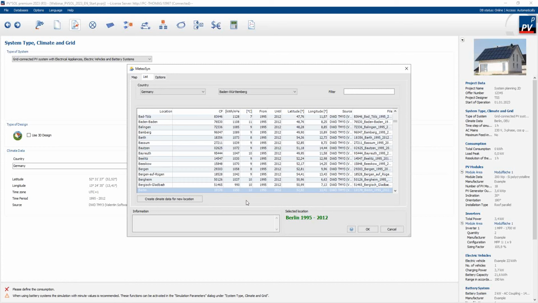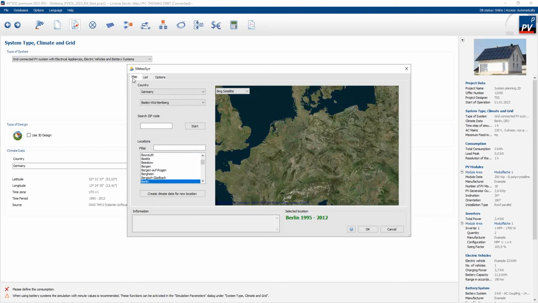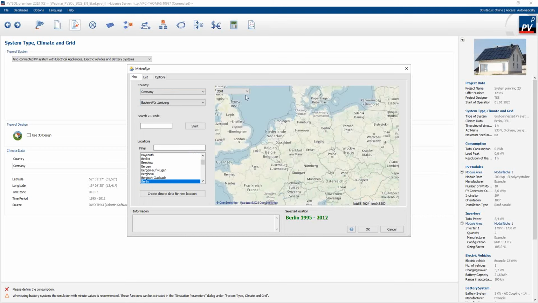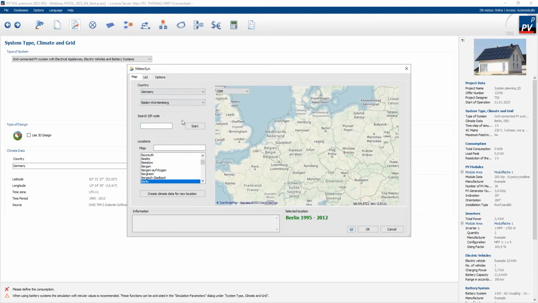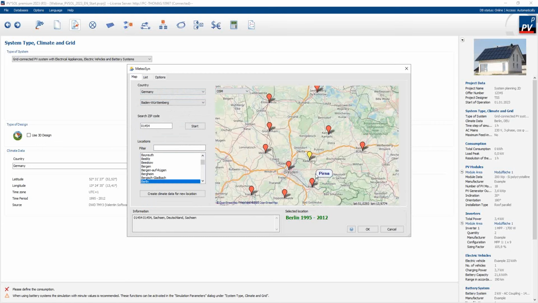If you have an internet connection available, you can change to the map selection. Here are different map providers available, as you can see here. And again, there's a drop-down for the country, and below you can select your location via zip code. And this is what we would like to show next. If we enter, for example, 01454 and click on start, then the location we have searched for is marked in yellow, and the available data records in the surrounding area are marked in red.